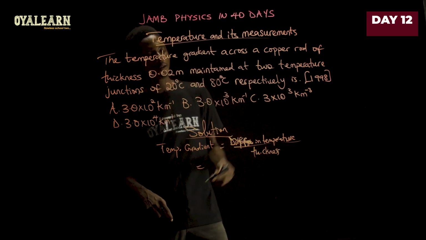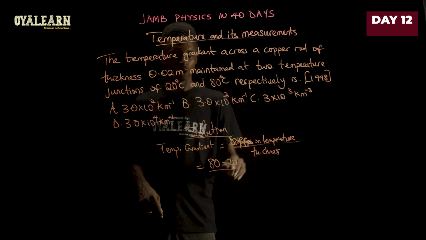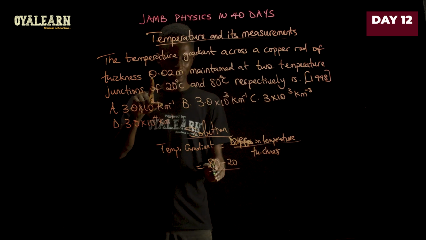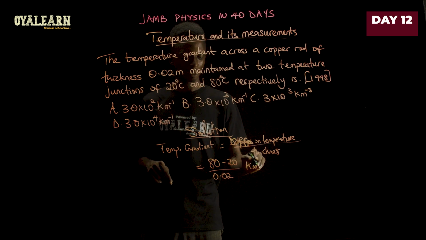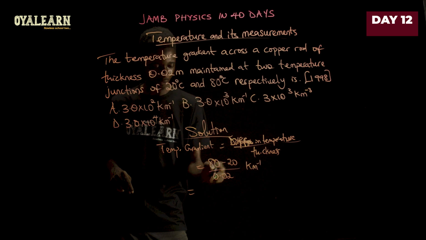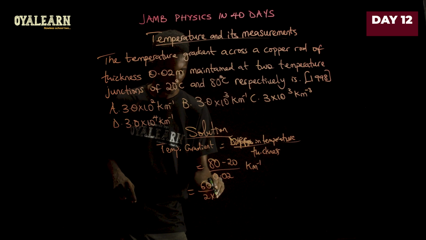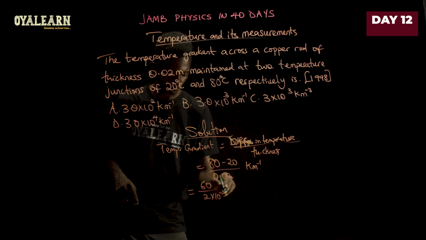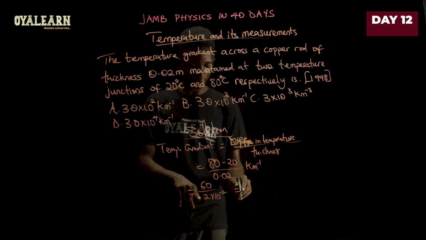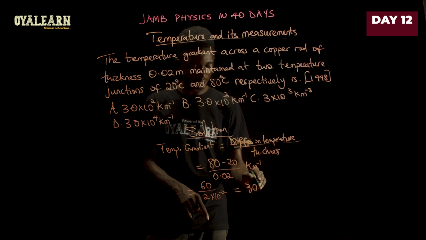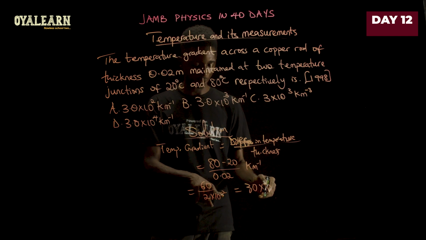So if we apply that, the difference in temperature would be 80 minus 20 over the thickness, which is given as 0.02, so our answer will be in Kelvin per meter. Now what we have here is 60 divided by 0.02, which can be written as 2 times 10 raised to power minus 2. When we break this down, 60 divided by 2 gives us 30, so we have 30 times 10. Now this minus 2 becomes positive when we change it to the positive index.